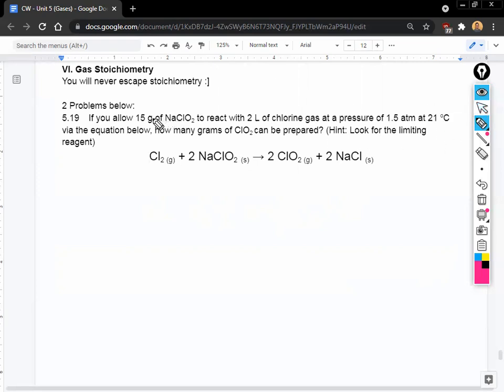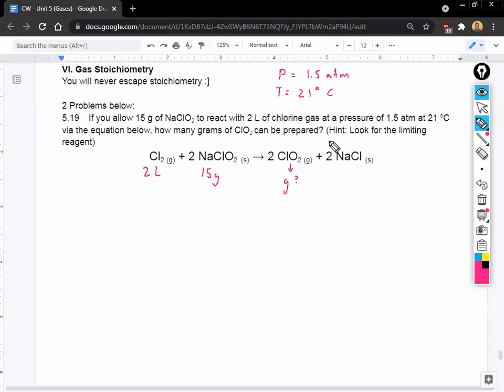So in this problem, it tells us if you allow 15 grams of NaClO2 to react with 2 liters of chlorine gas, the pressure is equal to 1.5 atm, and the temperature is 21 degrees Celsius. It's asking us how many grams of ClO2 can be prepared. And the hint tells us you need to look for the limiting reagent.